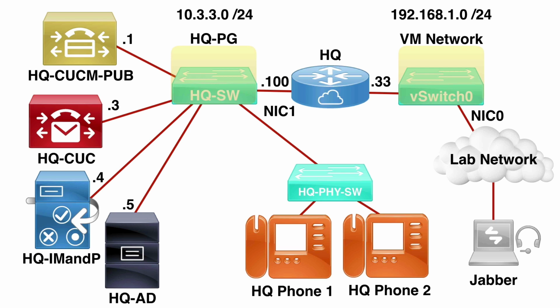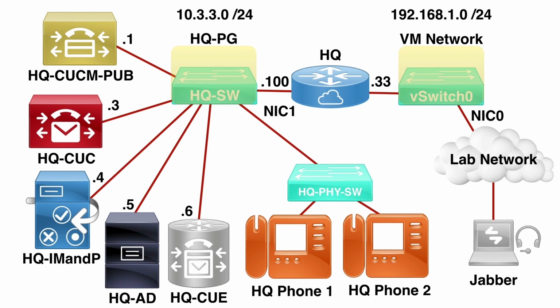However, there's another messaging solution that Cisco offers for small to medium-sized offices, and it's called Cisco Unity Express. And that's what we're going to set up in this video. We're going to call our Unity Express server HQ-CUE for Cisco Unity Express.